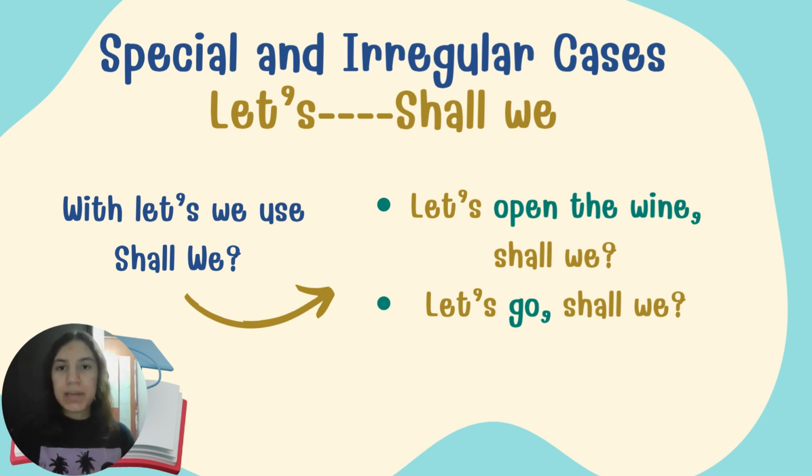The second special and irregular case is when we use let's. With let's, we use shall we. Remember, shall we. Always shall we. And here it is not negative, no, only shall we. For example, let's open the wine. Shall we? Let's go to the park. Shall we? Always shall we.